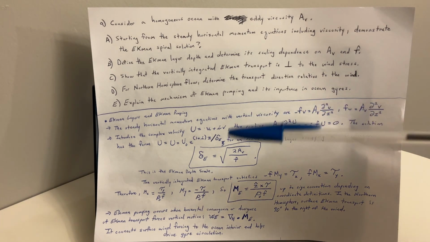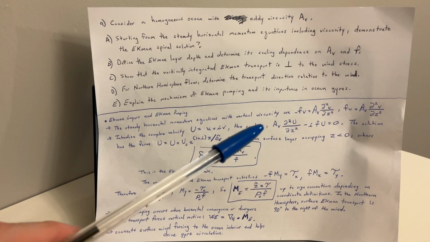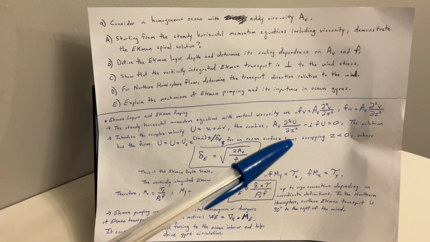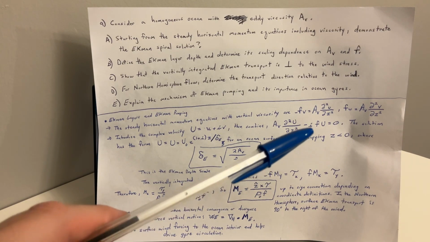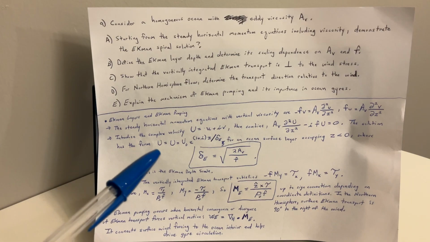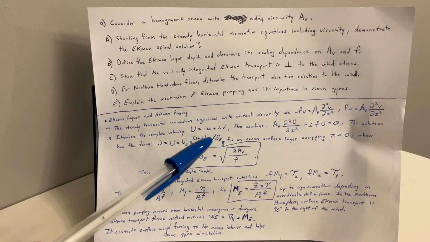So we could say here, the steady horizontal momentum equations with vertical viscosity are given here and here, with those second partial derivatives there. And introduce the complex velocity, u equals u plus iv, then combine: A sub v, second derivative of u with respect to z, minus i f, and then times u equals 0. The solution has the form u equals u naught e to the (1 plus i) z over delta sub e.